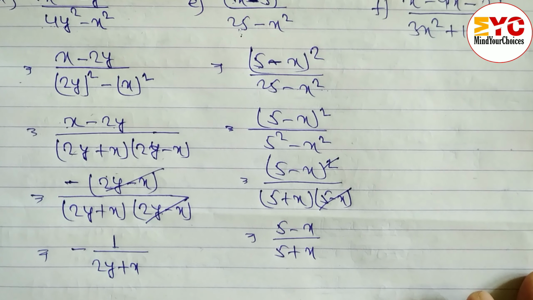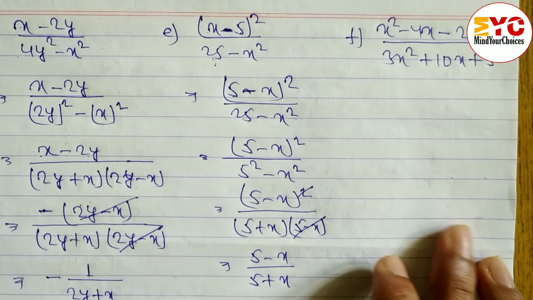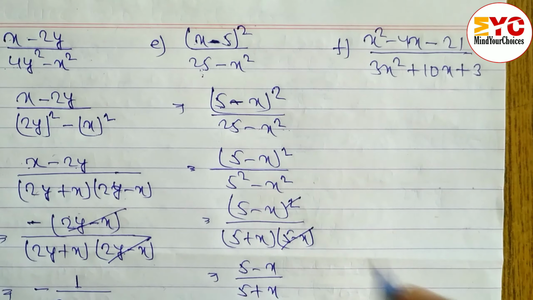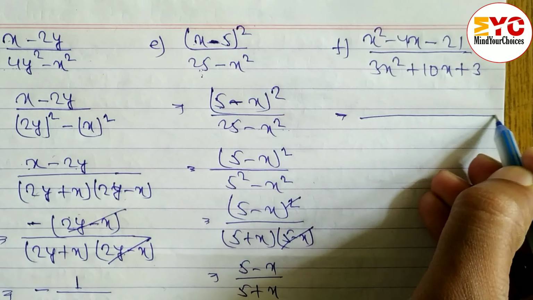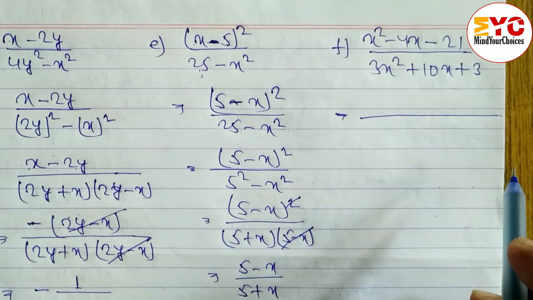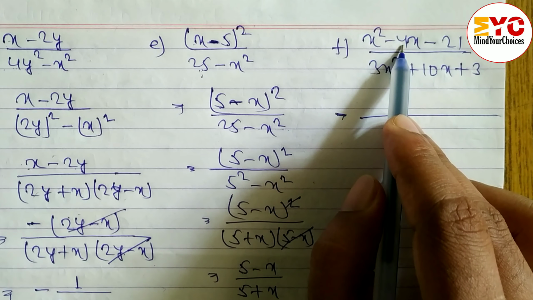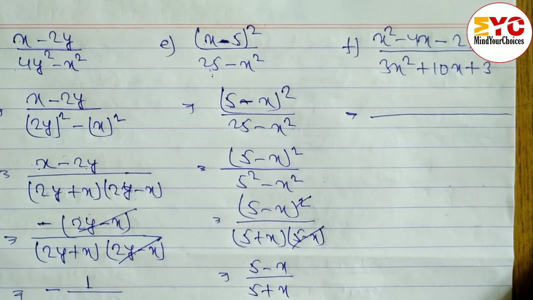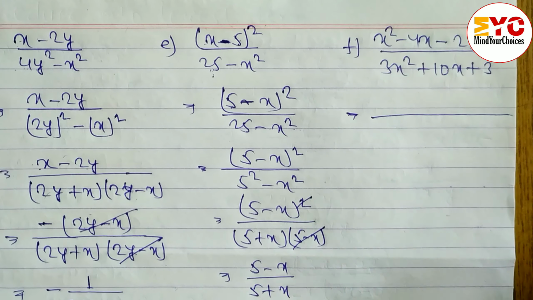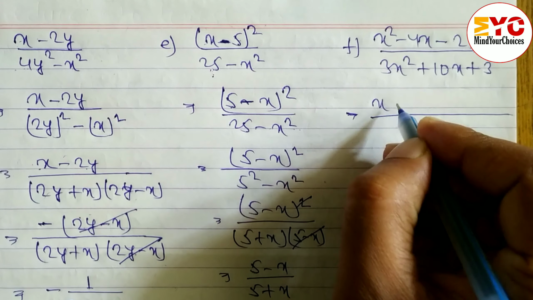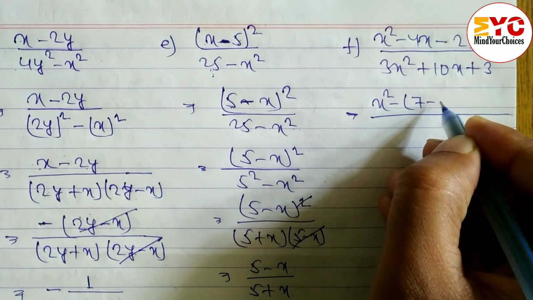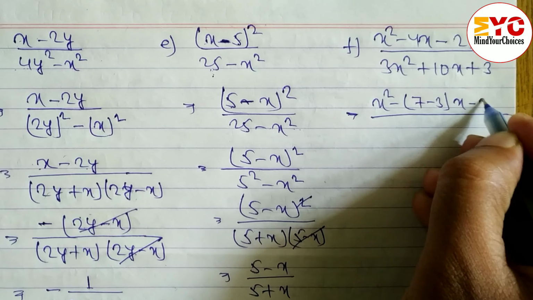Hope you understand this question too. Now look at question number F. In the numerator we also have to factorize, and the denominator also we have to factorize. While multiplying to get 21 and while subtracting to get 4, what are the factors? 7 threes are 21, and 7 minus 3 is equal to 4. So we can write x square minus 7x plus 3x minus 21.